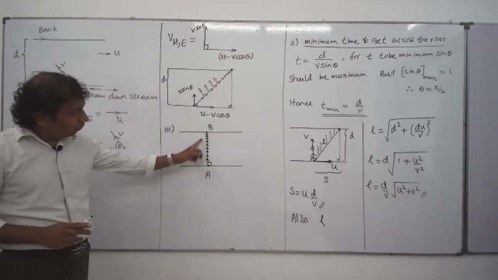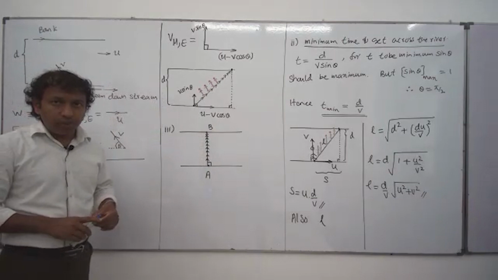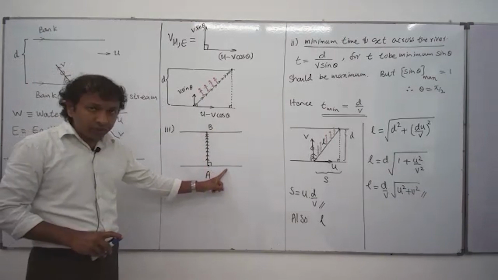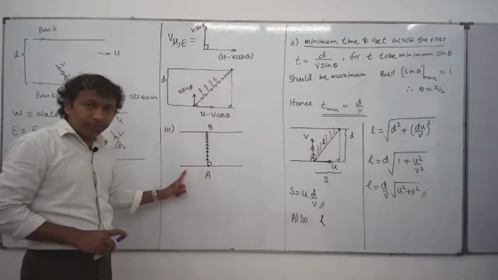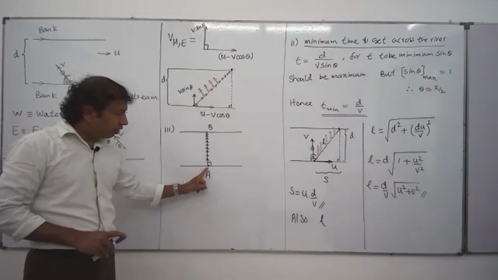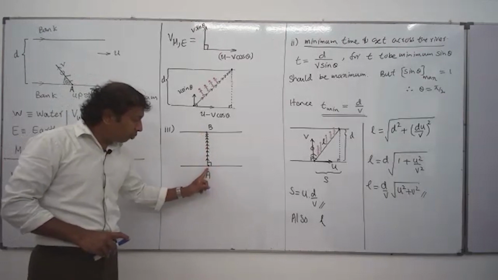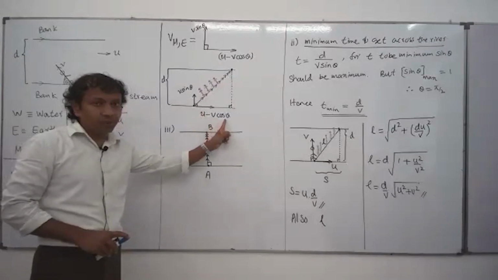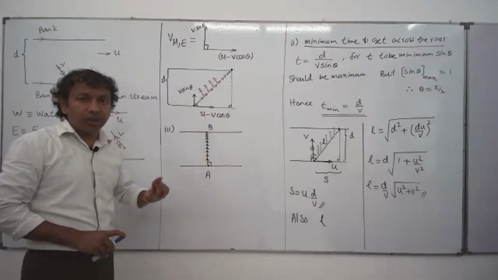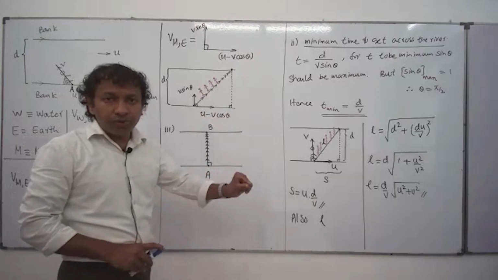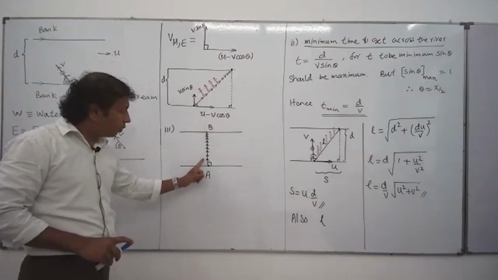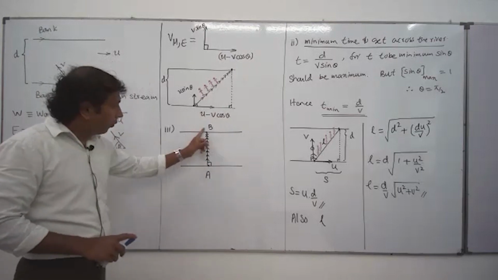Relative to earth, man should move along this direction. When he moves along this path, he has no downstream or upstream displacement, since moving perpendicular to the bank means no downstream or upstream displacement. For this, u minus v cos theta velocity should be 0. Then only he has no downstream or upstream displacement, and then only he can move along this path. Okay. Now draw this diagram and we'll write.